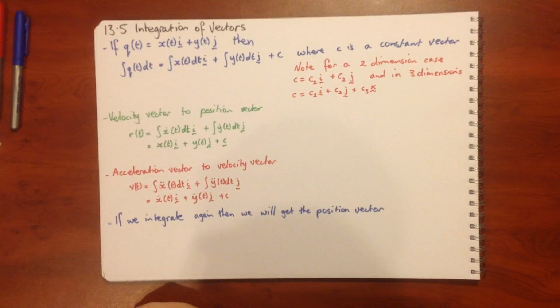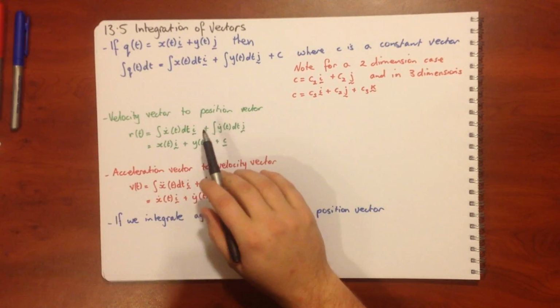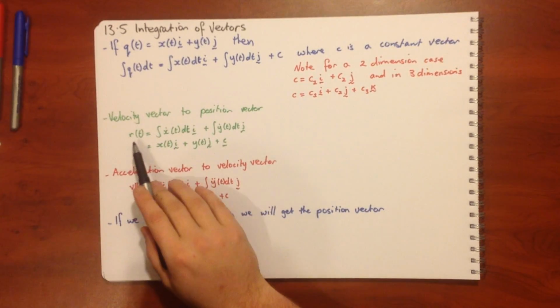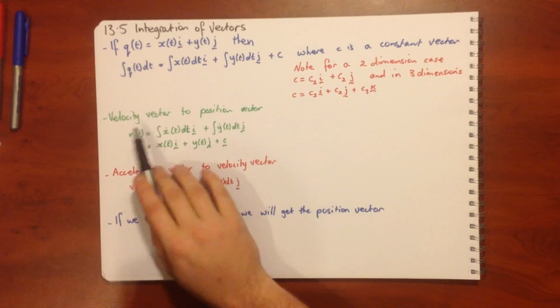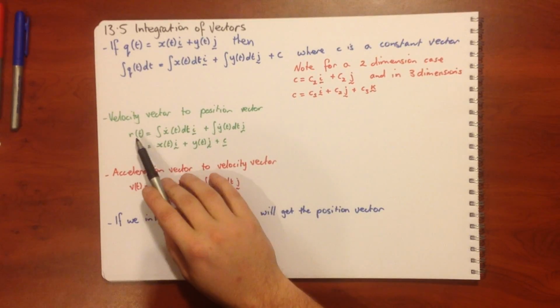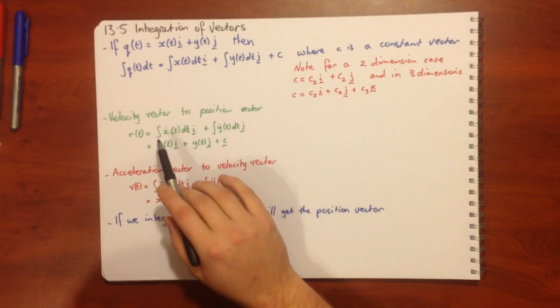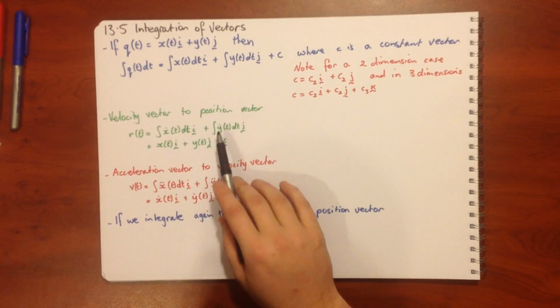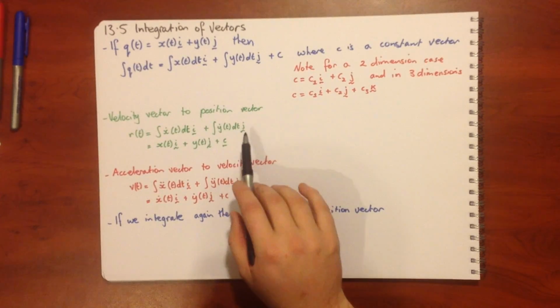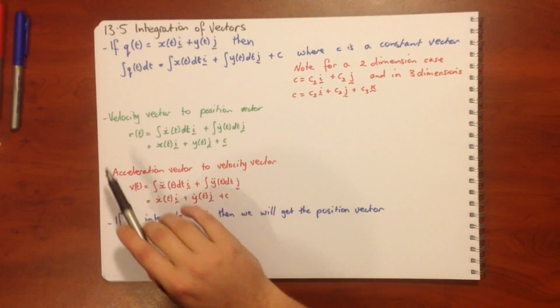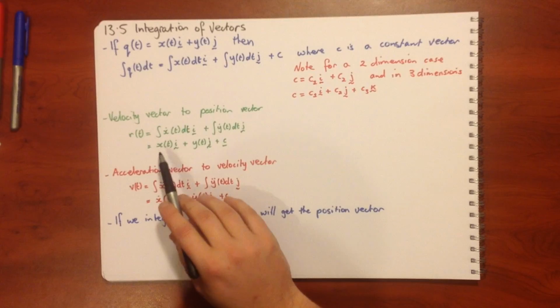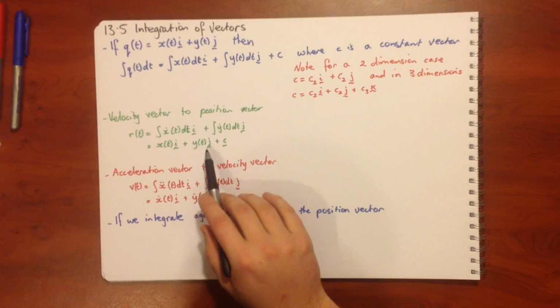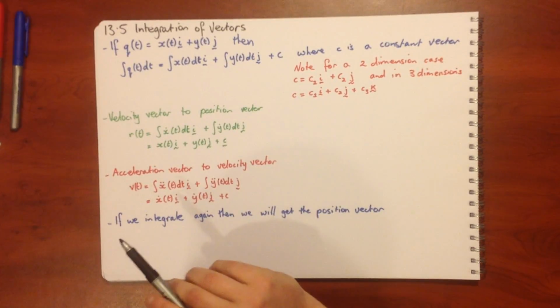We can talk about a velocity vector going to a position vector. So our r(t), our position vector, is equal to the integral of x dot(t) dt i plus the integral of y dot(t) dt j, which is equal to, of course, x(t) i plus y(t) j plus c.